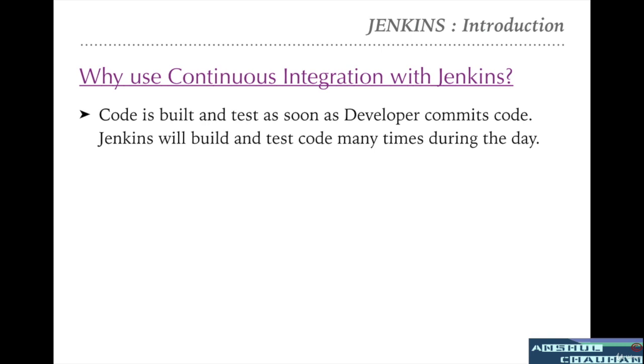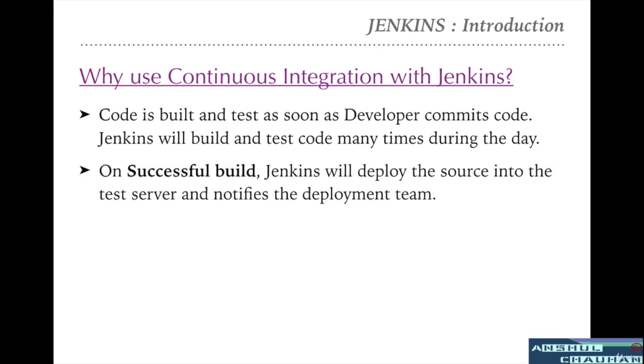As per your configuration of the Jenkins job, Jenkins can build and test your code even after each commit which you are doing in your centralized repository. Or you can execute the Jenkins job multiple times to build and test your product code in a day. On a successful build, it means there's no error in the test code and the compilation of your product. That means the build is successful.